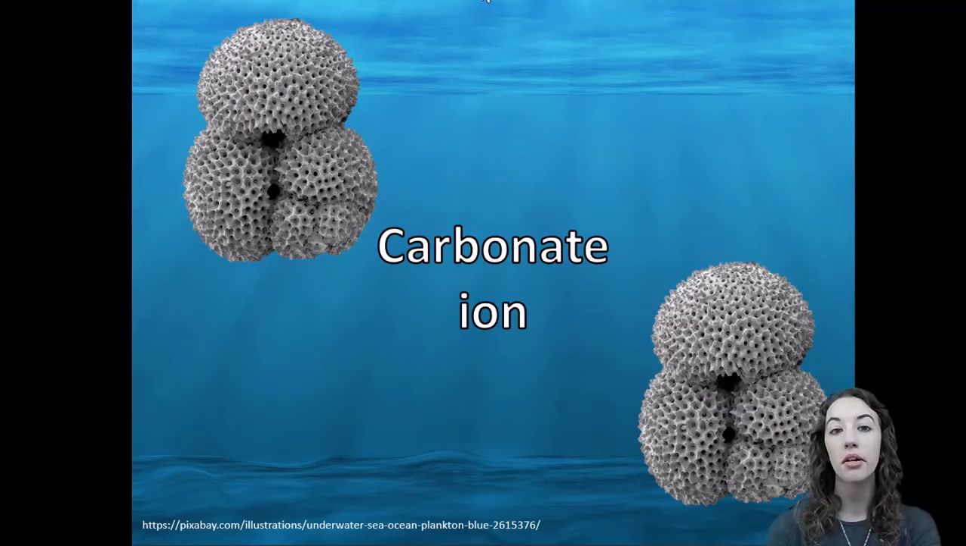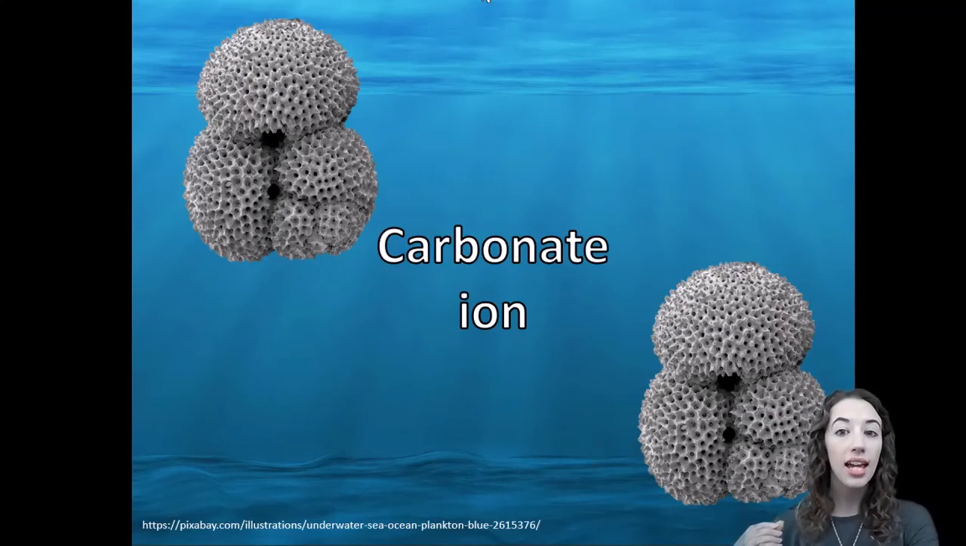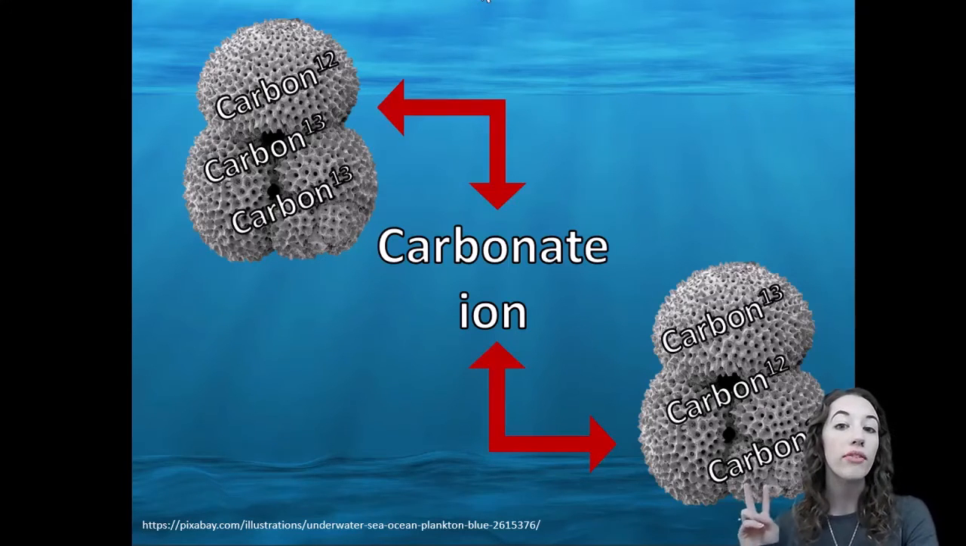Once I knew the content of their shells, I used two known relationships between the bits in the foram shells and the amount of carbonate ion in the ocean. First, I used the relationship between carbonate ion and how much boron was in the foram shell. Then, I used another relationship between carbonate ion and the amount of two different types of carbon in the shells.